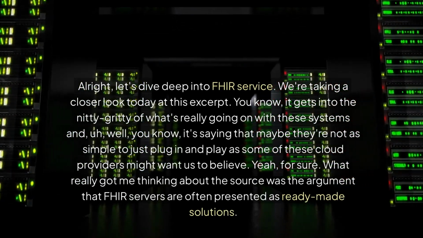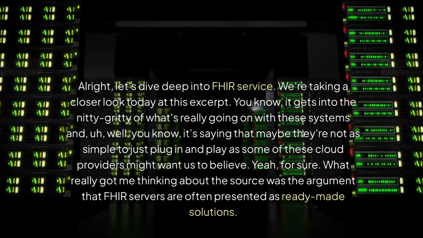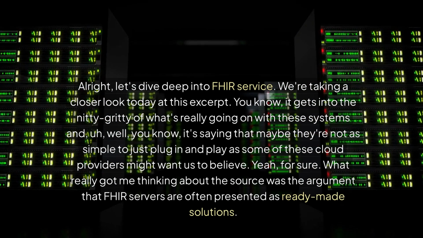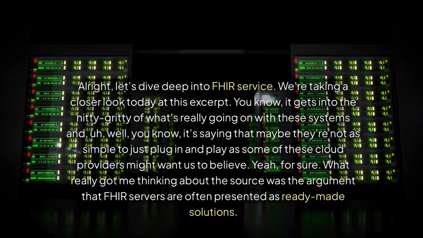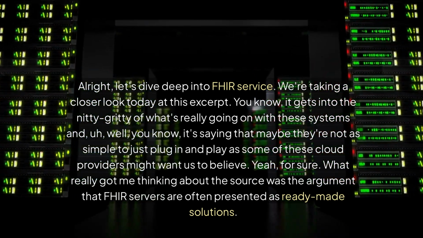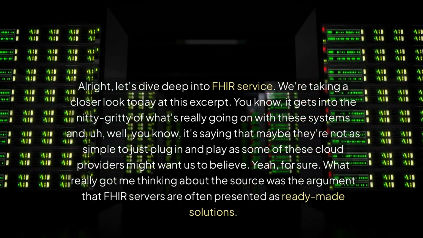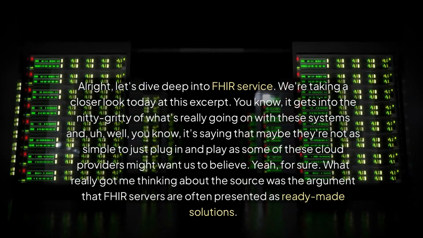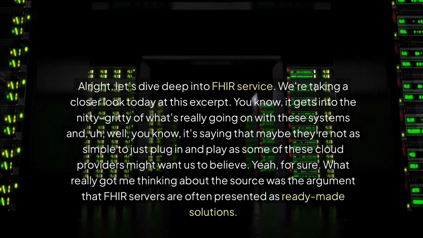All right, let's dive deep into FHIR servers. We're taking a closer look today at this excerpt. It gets into the nitty-gritty of what's really going on with these systems. And it's saying that maybe they're not as simple to just plug and play as some of these cloud providers might want us to believe.